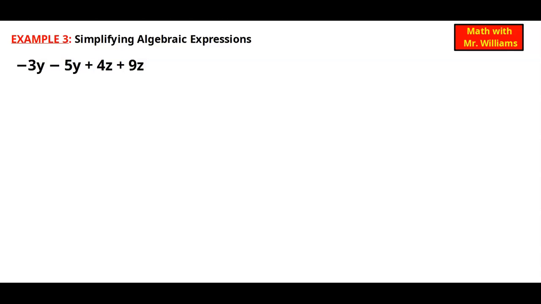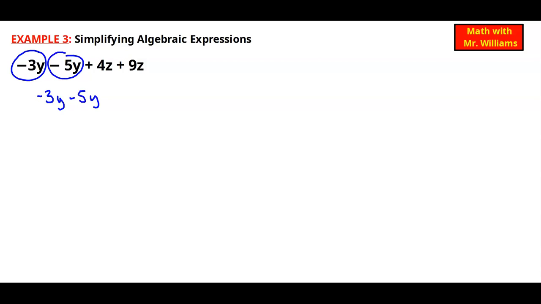Math with Mr. Williams, example 3, simplifying algebraic expressions. So here we have negative 3y minus 5y plus 4z plus 9z. So we can quickly see that there are some y's and z's in play here. So what we're going to do is we're going to combine our like terms. So we have negative 3y and a negative 5y. Just going to bring those down.